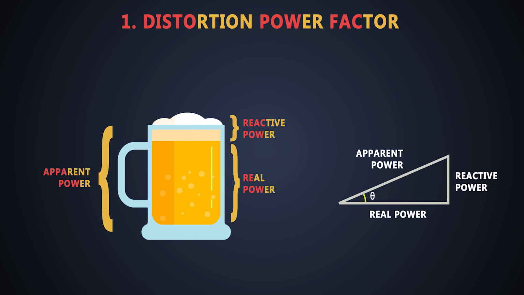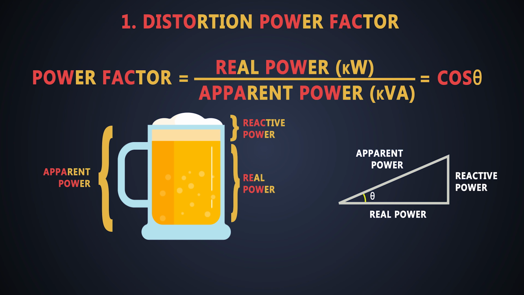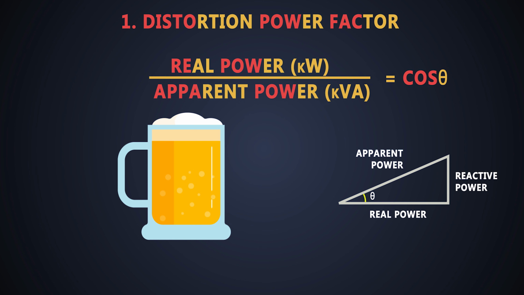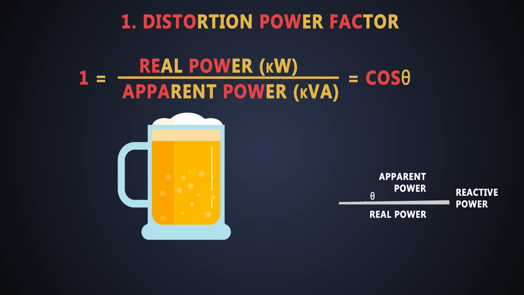So according to basic trigonometry, the cos of angle theta can be given as the ratio of real power upon apparent power. So the power factor is also known as cos theta. We should have power factor very close to 1. So the angle theta should be towards 0. Then only we get the value for money which you are paying. That is a full glass of beer without foam.